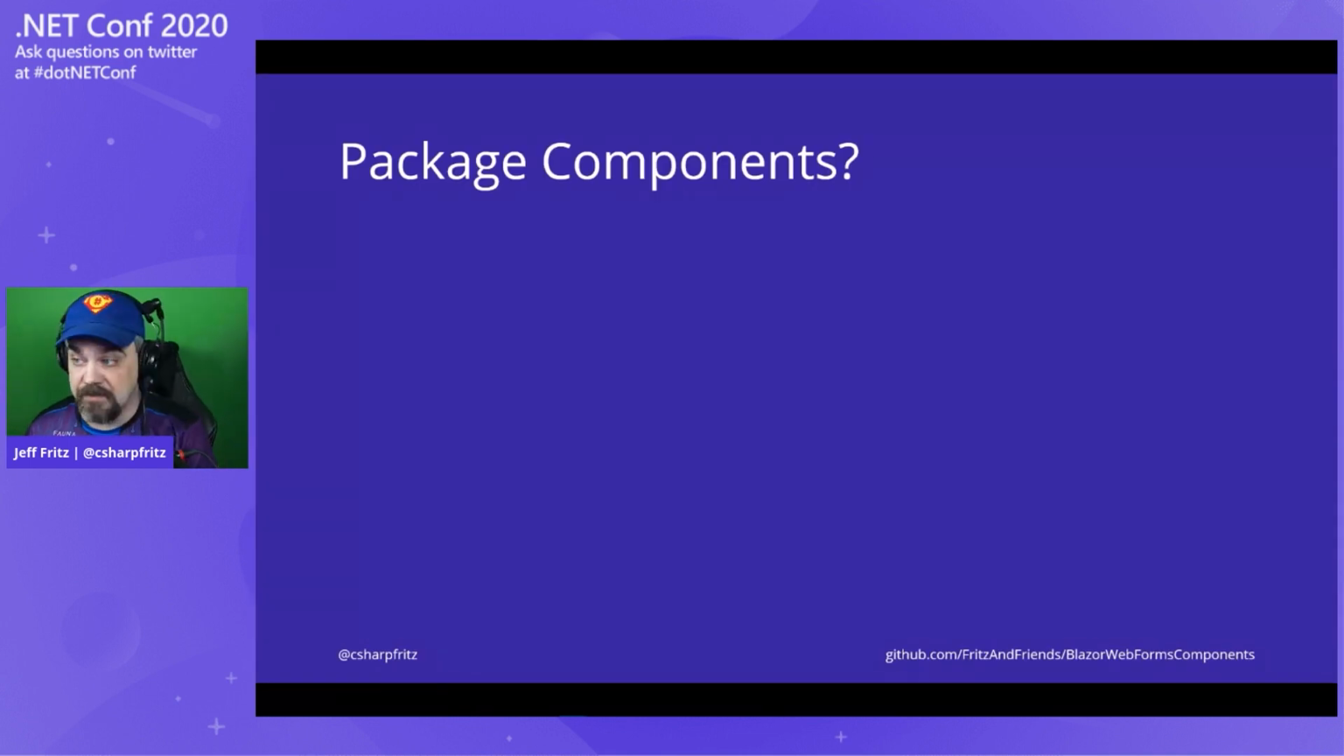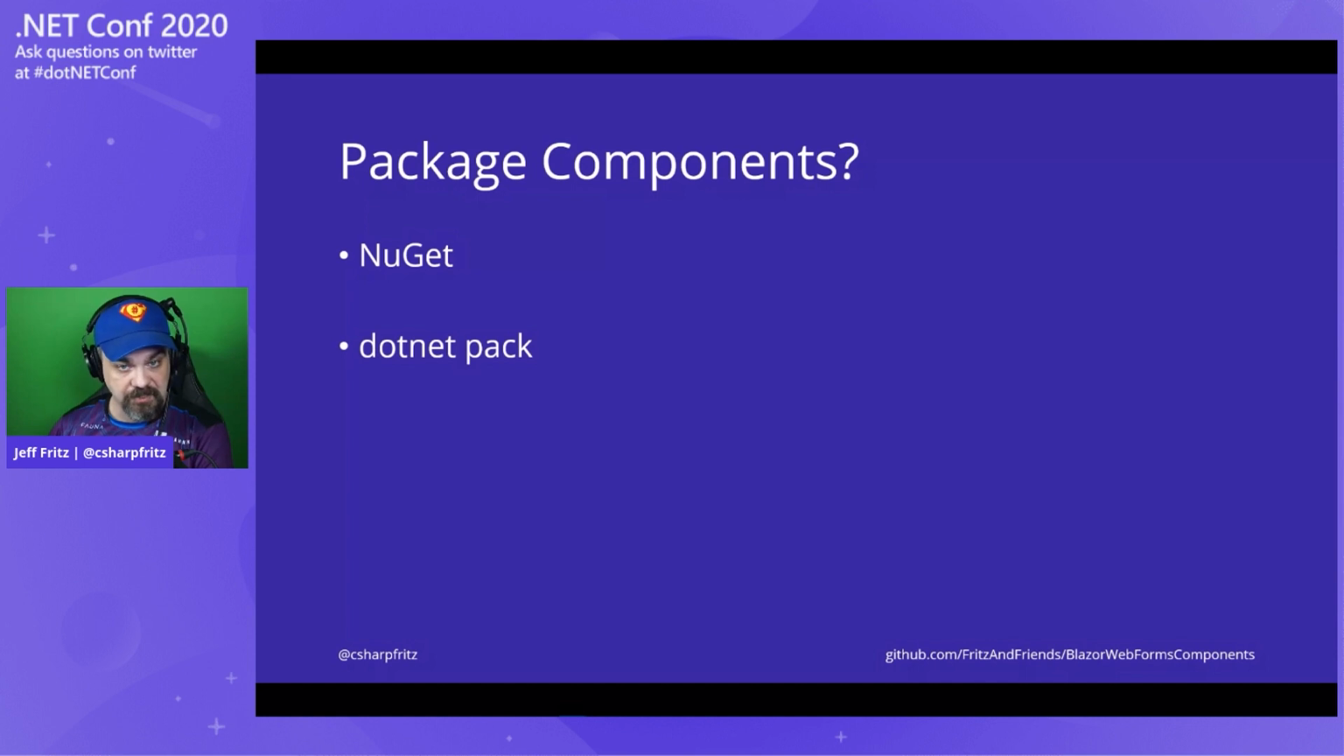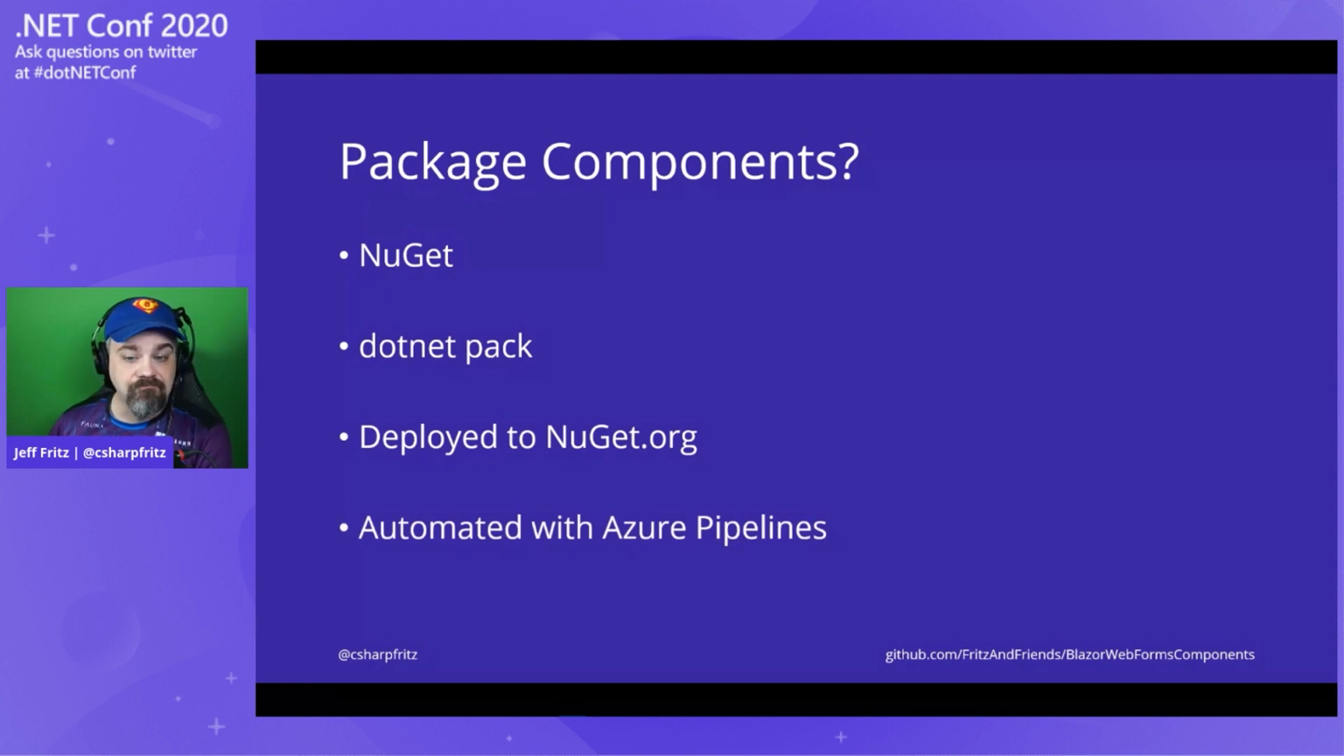So how do we package those components? How do we deliver them to you? Easy. NuGet. NuGet's the way we deliver everything in .NET, those packages, so they can be referenced and used by your favorite applications. So we packaged up the Razor class library as a NuGet package, published it. We packaged it with dotnet pack. We deployed it to NuGet.org, and I've got it all wired up and automated with Azure Pipelines.